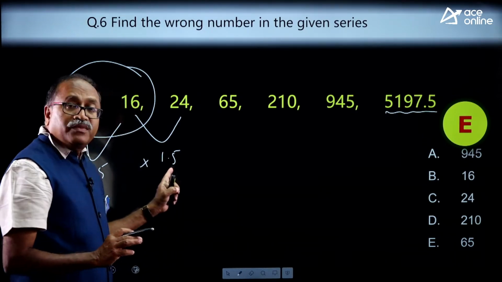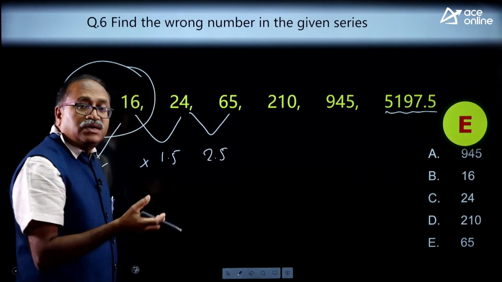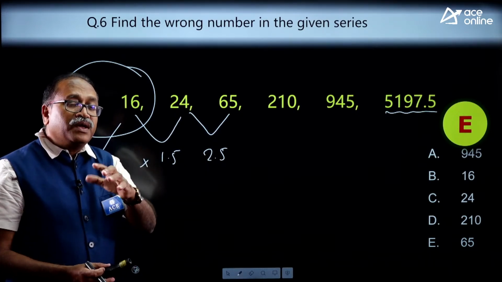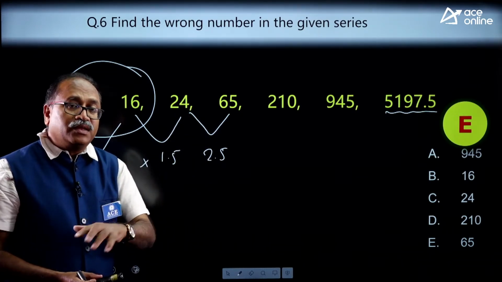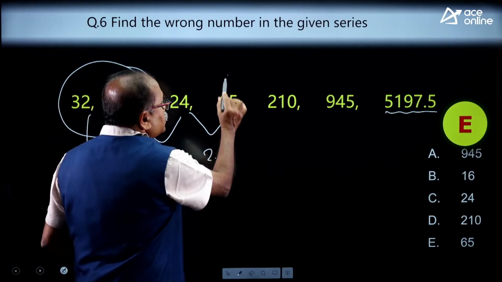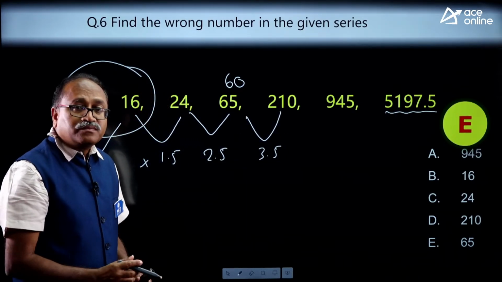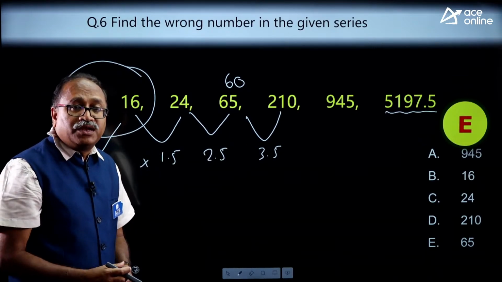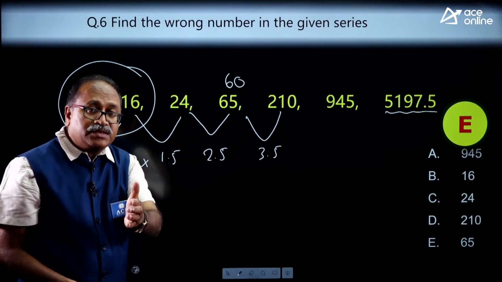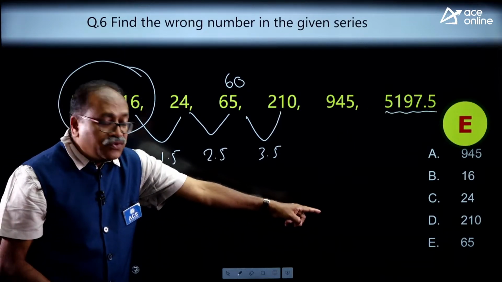So it is 0.5, 1.5, then comes over here. It should be in the same pattern, it should be 2.5. So what is 24 into 2 is 48, and 48 plus half of 24, that comes 48 plus 12. It should be 60. If it is 60, then from here to here, it should be 3.5 into 3.5. So that is 60 into 3, that's 180, plus another 30, 210. That's right. So therefore, what Anusha has said, the option E, 65, is the wrong number.